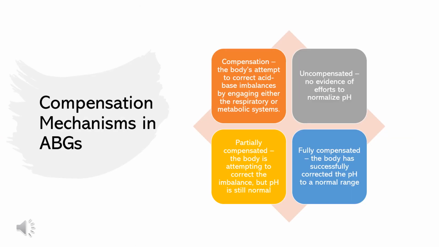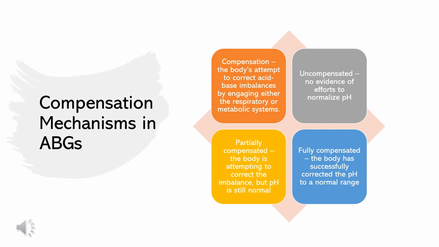Let's look at understanding compensation mechanisms. Compensation is the body's attempt to correct acid-base imbalances by engaging either the respiratory or metabolic systems. It's crucial to recognize whether the body is compensating, as this impacts both diagnosis and treatment strategies. There are three types of compensation. First, there's uncompensated, no compensation.